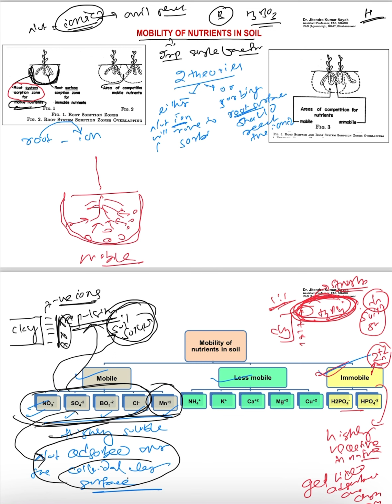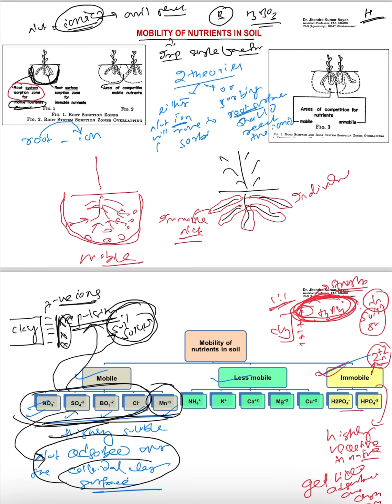But in another case, the plant has a root, but the nutrients present just surrounding the root, which nutrient? These are immobile nutrients. The nutrients present just surrounding the root are the only ones available to the plant. So that means here the individual root surface is needed as the absorption area.